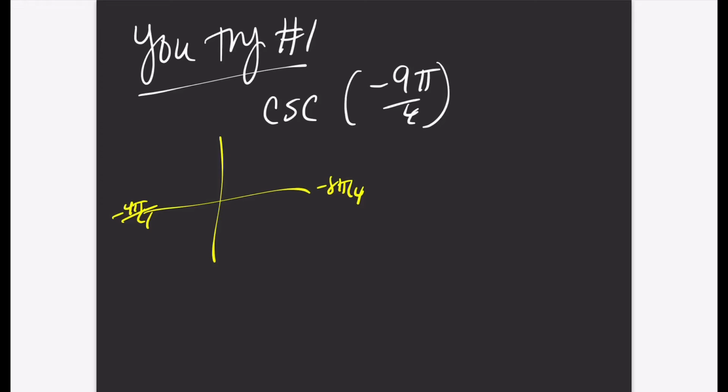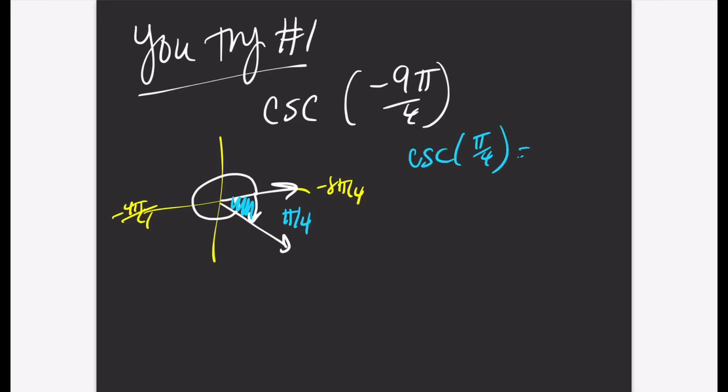So let's graph the angle. Again, you start at the positive x-axis. Going clockwise, that's negative 8 pi over 4. You're trying to get to 9. You're going to move down 1 more. So of course, making our reference angle pi over 4. So we're going to be doing the cosecant of pi over 4. And remember, the sine will be our reciprocal.